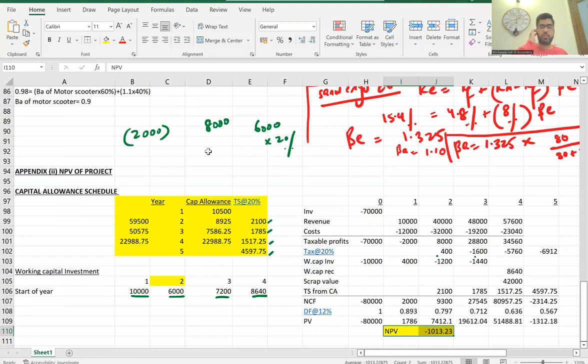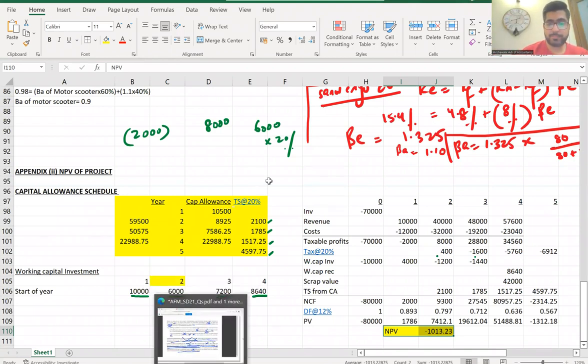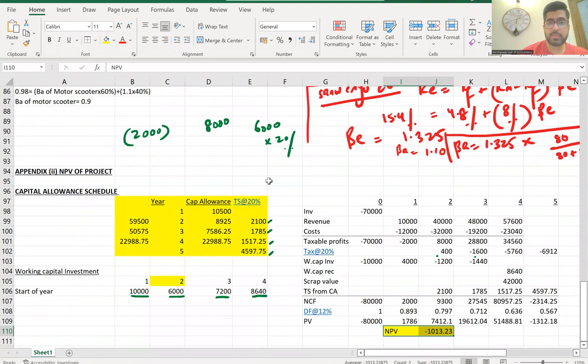Okay, so you can copy the solution. It was, I think, worth 7 marks. Easy 7 marks. Okay, you can copy the solution. If you have any questions with respect to this, you can ask. Then we will continue this question.